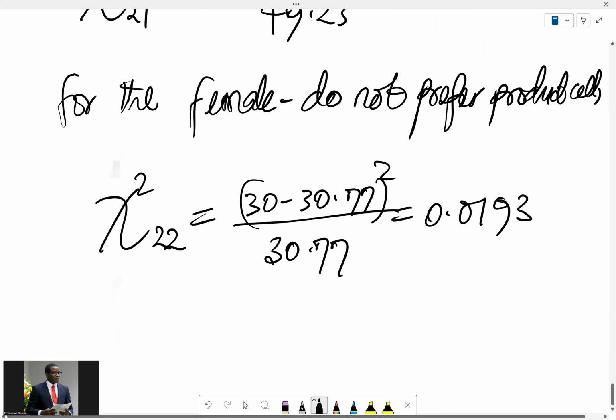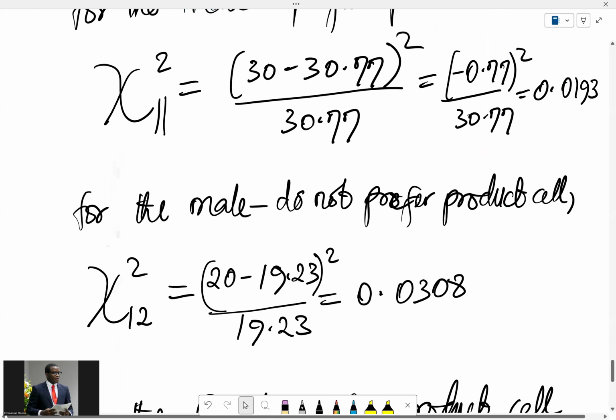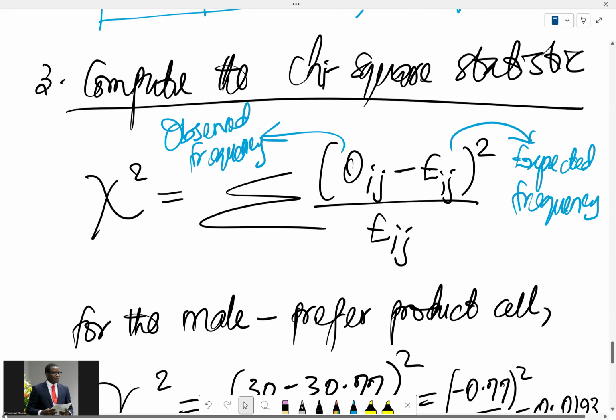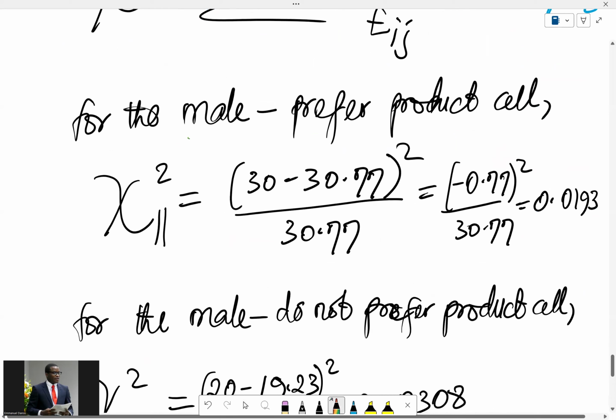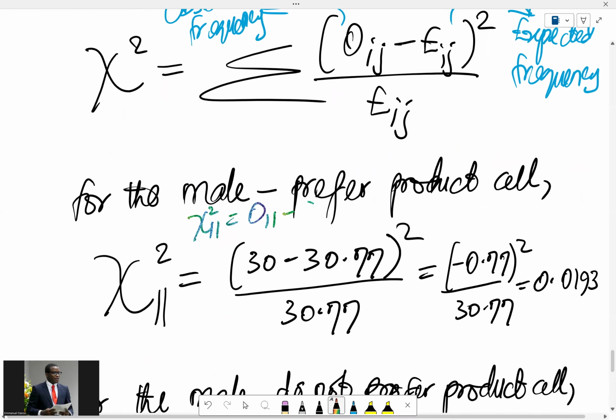With all these components in place now, we can just sum up everything. Just to emphasize, this chi squared 1 is simply from the formula: observed 1 minus expected 1, divided by expected 1. Of course, the top is squared. So that's exactly what we are doing there.